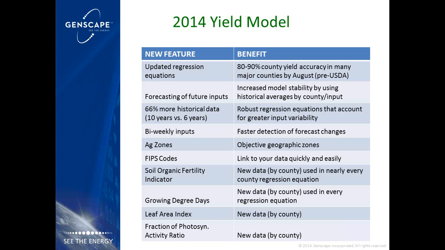We've added 2 new satellite data sets. In the past, we've had a normalized difference vegetation index, or an NDVI, that probably a lot of people are familiar with. This year, we've added a leaf area index and the fraction of photosynthetic activity ratio to also help us better identify the yield for different counties.